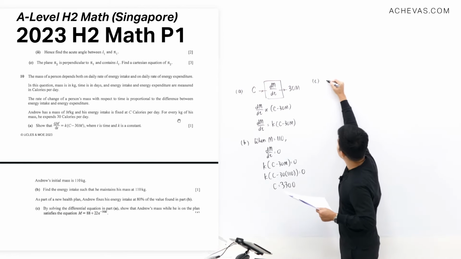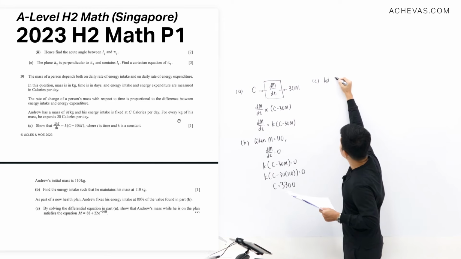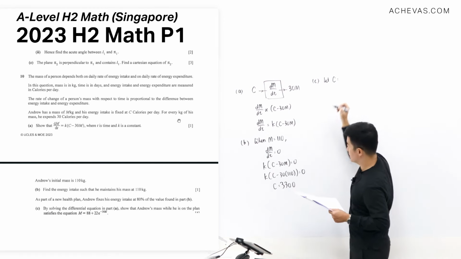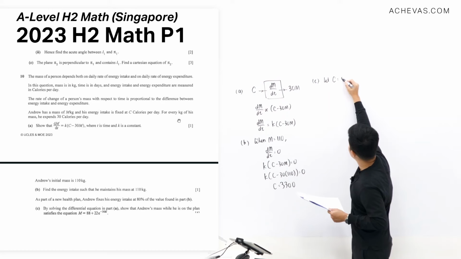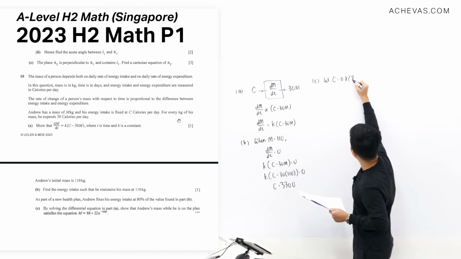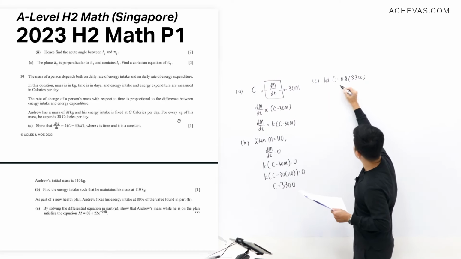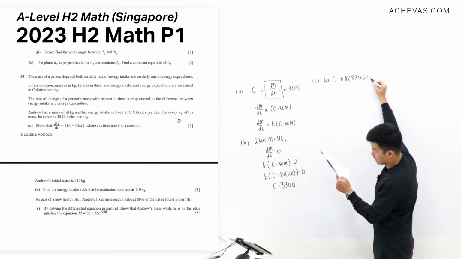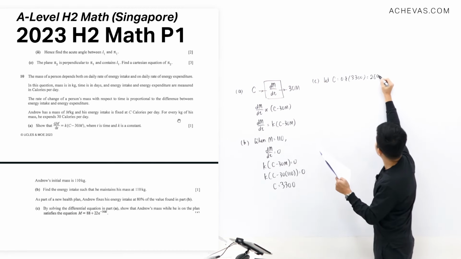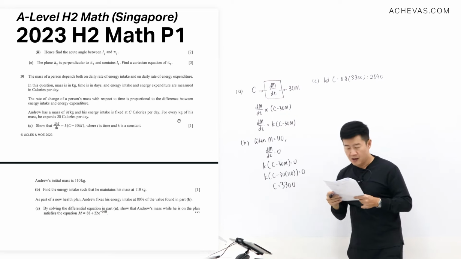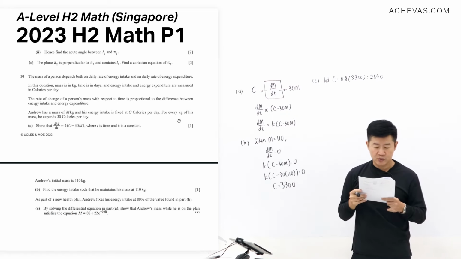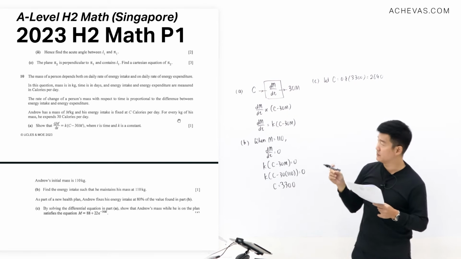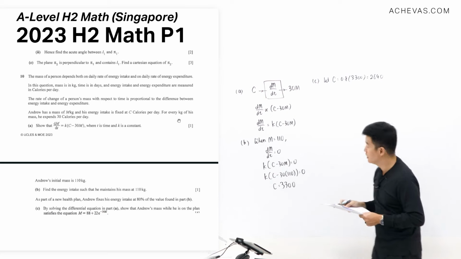So for part C, we are going to let the energy intake be 80% of this. So it's going to be 0.8 multiplied by 3300. So the energy intake is going to be equal to 2640. Okay, so with this, we are going to try to solve the differential equation, showing that Andrew's mass while he is on this plan is going to satisfy this equation over here.